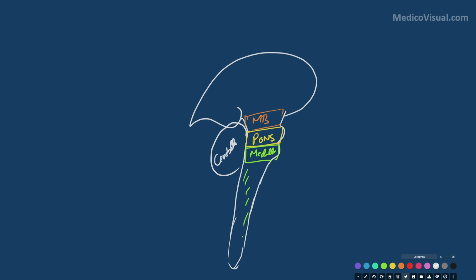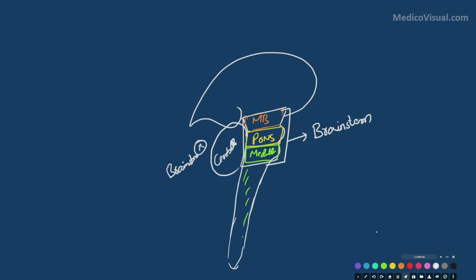Now the interesting thing is that all these three structures, midbrain, pons, and medulla, constitute the brainstem. While cerebellum is not part of the brainstem, it is part of the higher center. It's not part of the brainstem. Please keep in mind, cerebellum is not brainstem. It's part of the higher center.